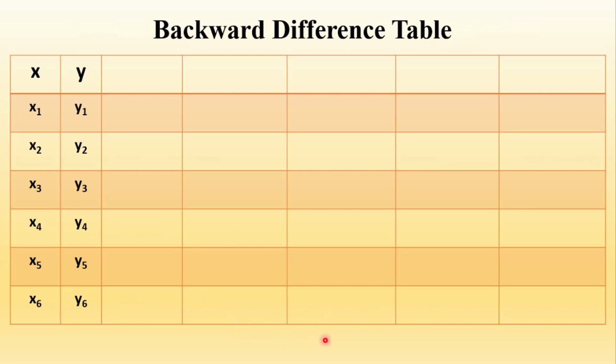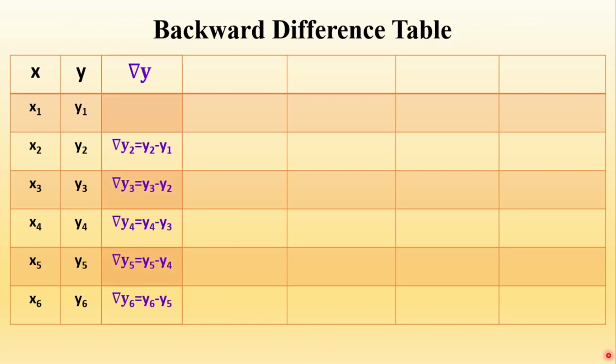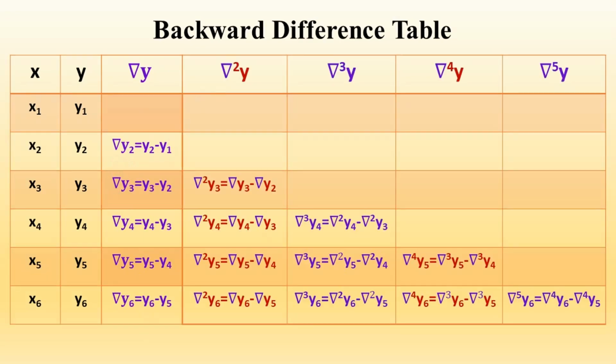Next, Newton's backward interpolation formula. Before that, we need to calculate the backward difference table. This symbol, this is a reverse of delta actually, and it is also called nabla. So nabla y we calculate using these formulas. Then we can calculate nabla 2y, nabla 3y, nabla 4y, and finally nabla 5y using these formulas. So this is the backward difference table.